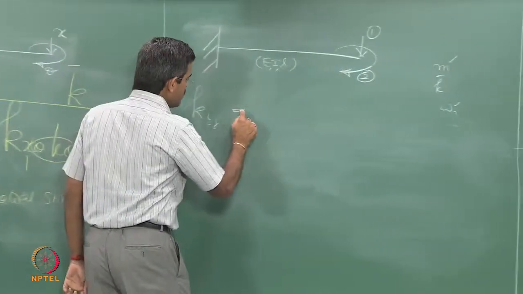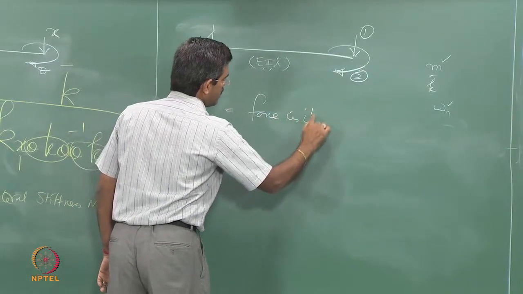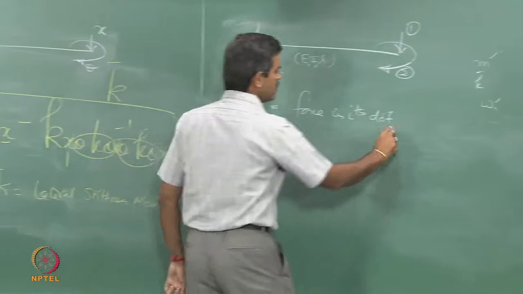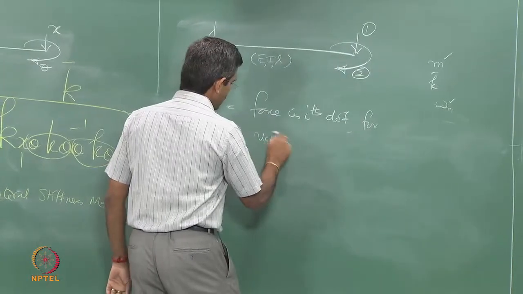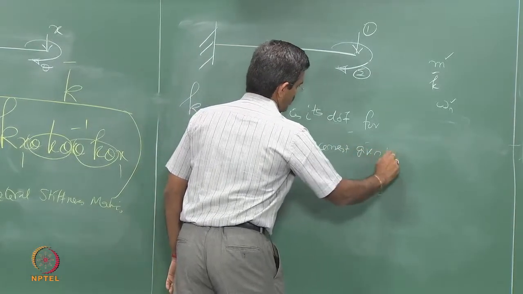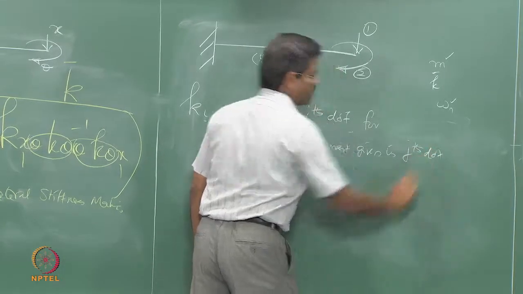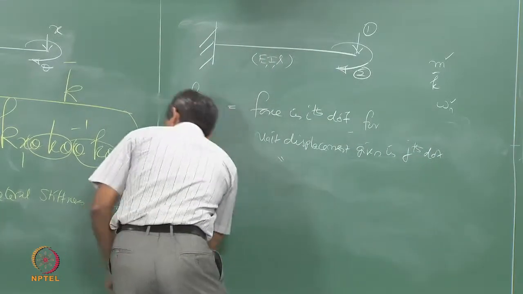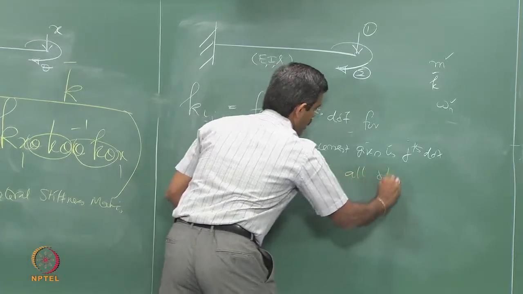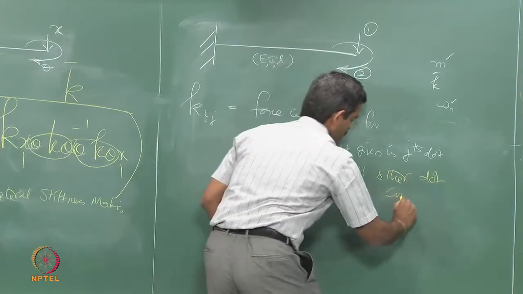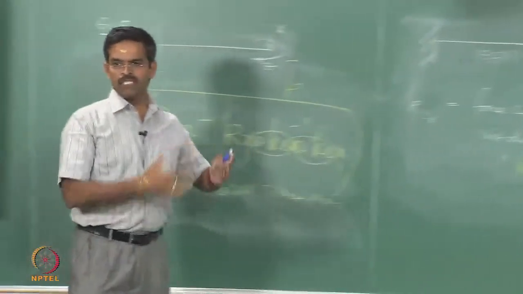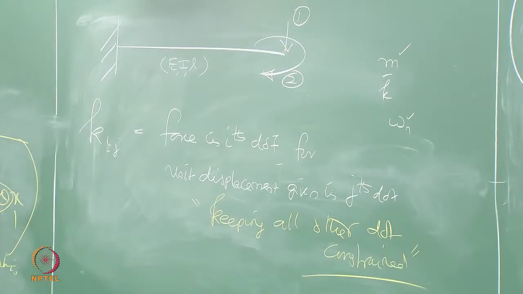K i j in general is the force in the ith degree for unit displacement given in the jth degree, keeping all other degrees of freedom constrained. That is the classical definition for the stiffness coefficient k i j.